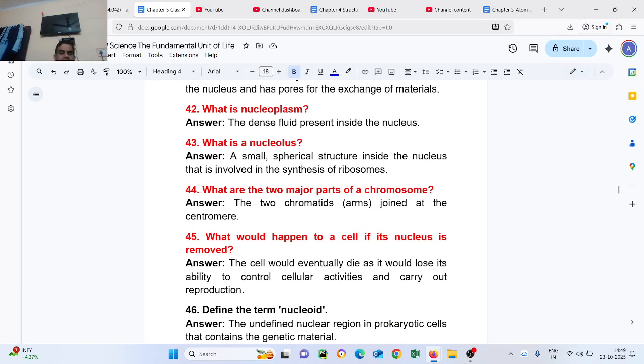Question number 45. What would happen to a cell if its nucleus is removed? The cell would eventually die as it would lose its ability to control cellular activity and carry out reproduction.